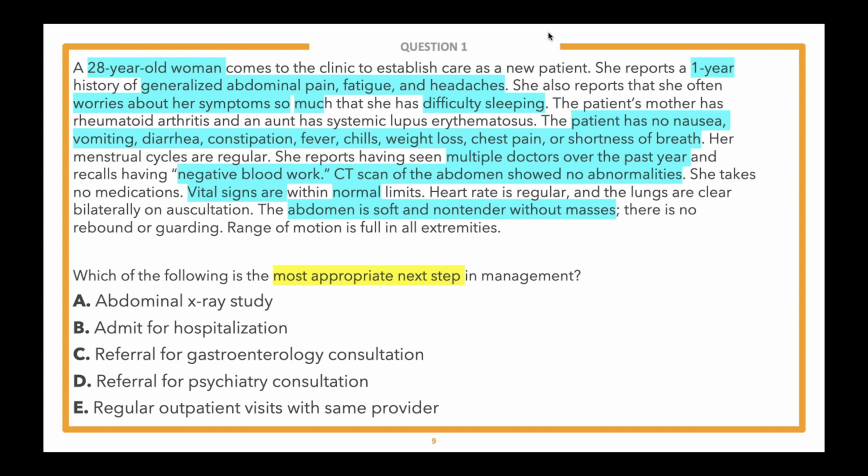Answer choice E, regular outpatient visits with same provider. D, referral for psychiatry consultation. C, referral for gastroenterology consultation. B, admit for hospitalization. And A, abdominal X-ray study. So we're going to go ahead and open up that poll. Go ahead and select the answer choice that you think would be the most appropriate next step for this 28-year-old patient, and we will talk about it in just a few seconds.